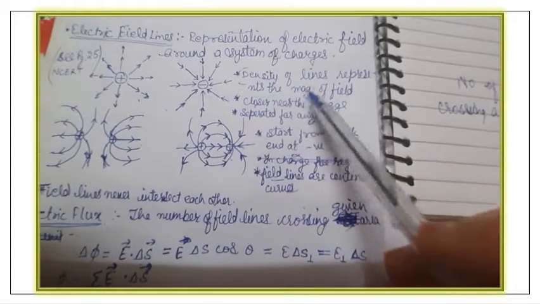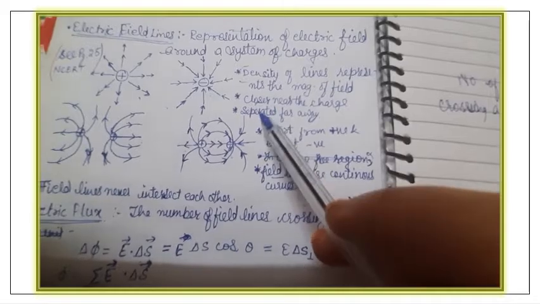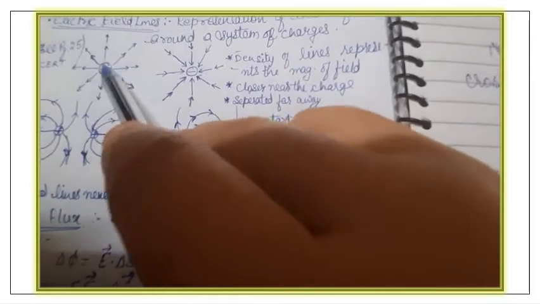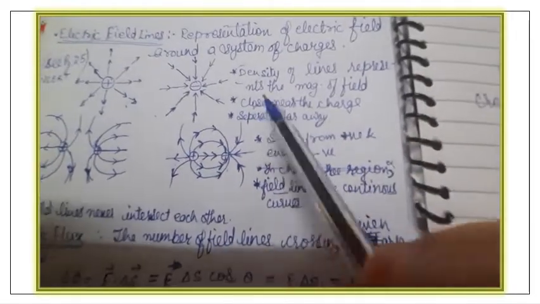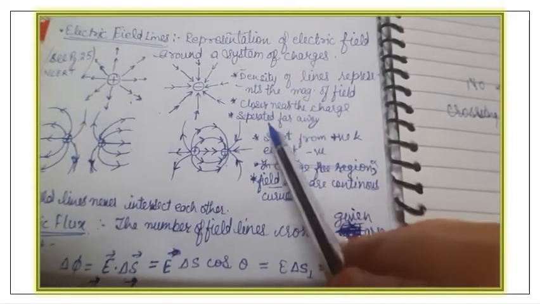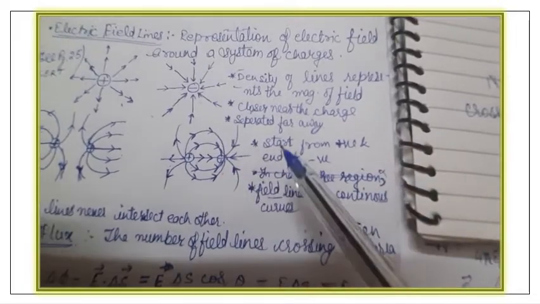Density of lines represents the magnitude of field. The next property is that field lines are closer near the charge. As you go nearer to the charge, field lines are closer, which means the density is greater. I have already explained this. And they are separated when you go far away from the charge. The separation increases as you go far away from the charge.